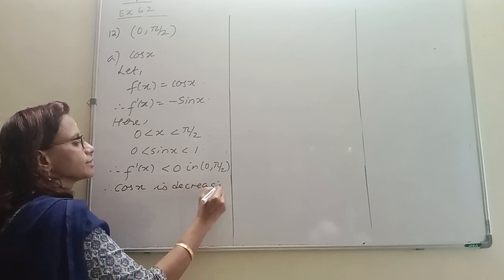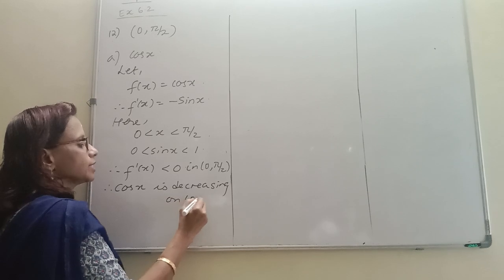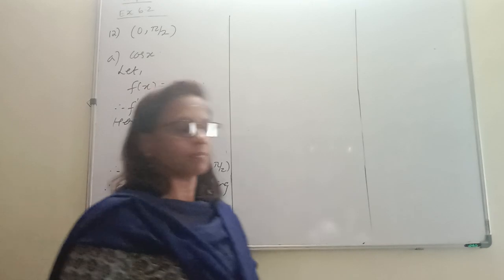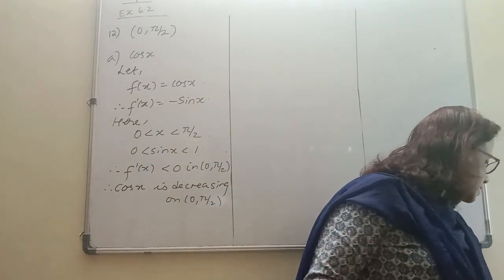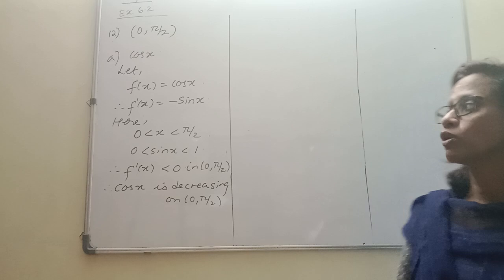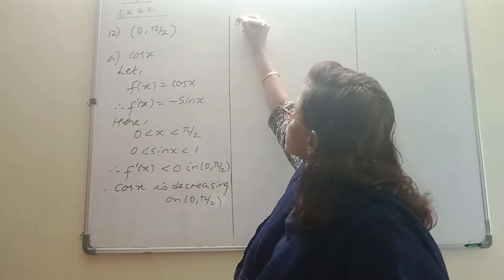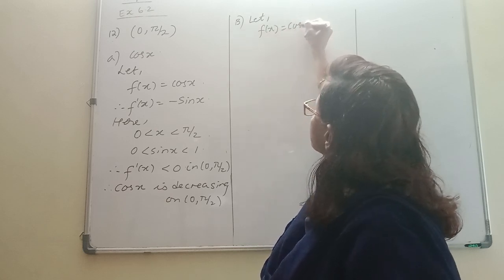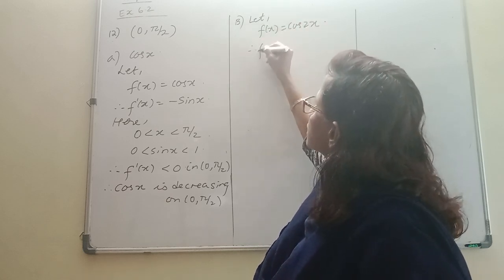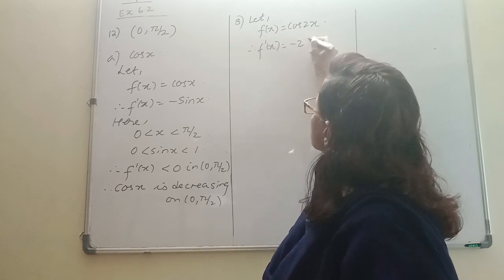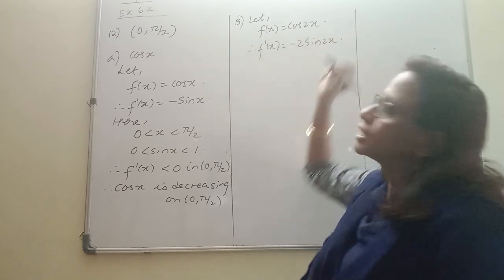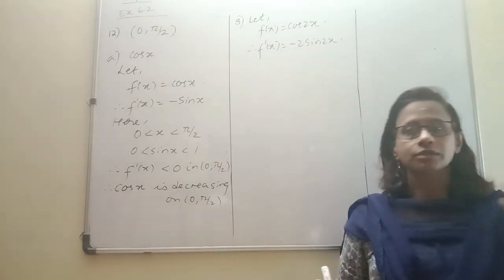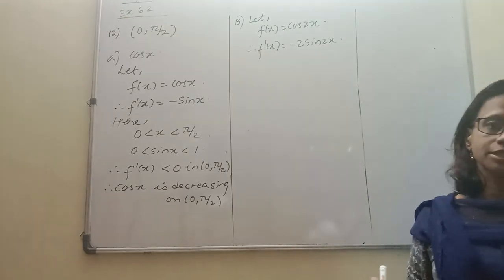That's what they ask us, whether it is decreasing or not. Yes, we analyzed and found that it is decreasing. That way we have different subparts. Now the next subpart, b, tells us to find out the same thing for cos 2x. So let f x be cos 2x. Just like before, f dash x becomes minus 2 sin 2x. Same way, we have to check whether this f dash x is positive or negative. Then we can decide whether it is decreasing or increasing.